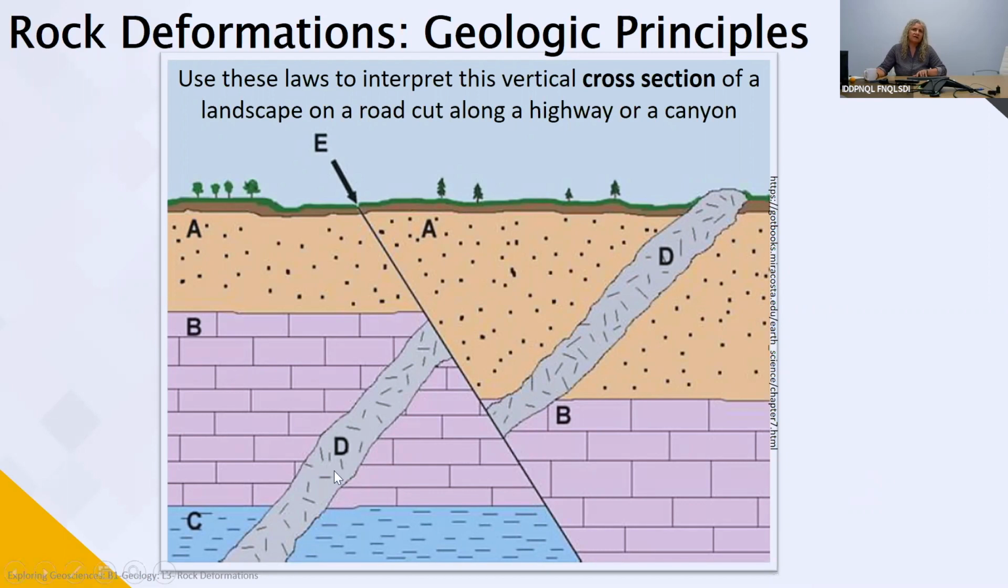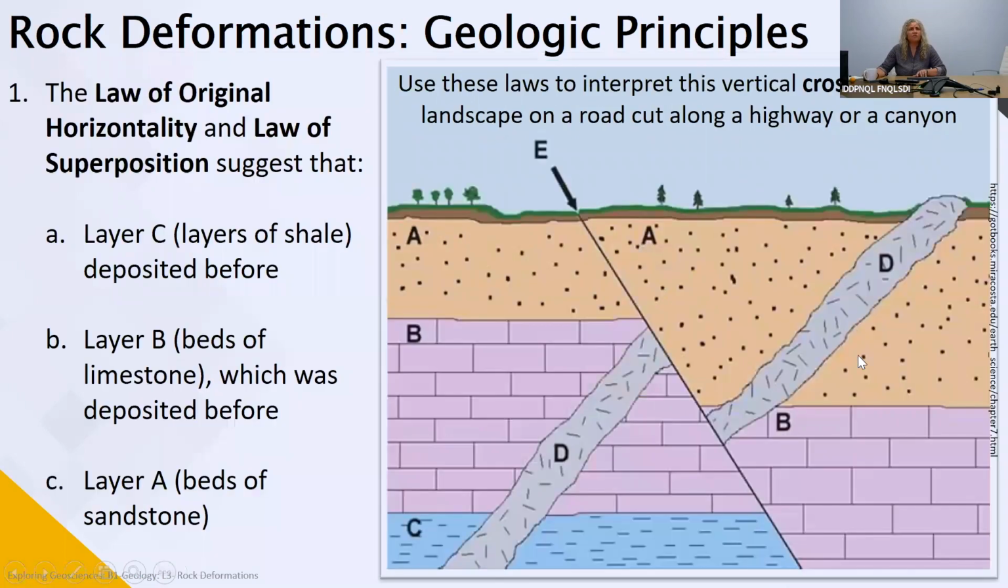But we also see that D has been dislocated and displaced along the fault plane. So we know that the fault is the youngest event in this image. And so we know that D and then E happened. And then the final one that we often forget is the erosion process that we still have to check along the line. And we see here that the erosion process has uncovered the dike.